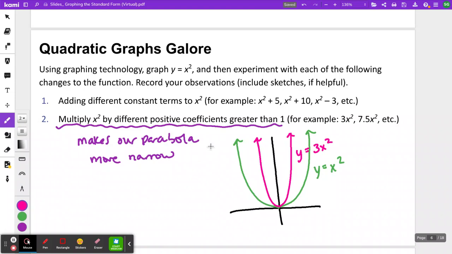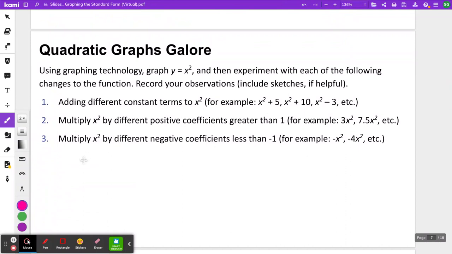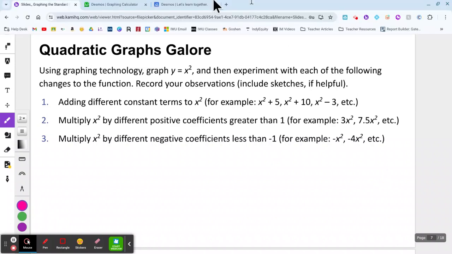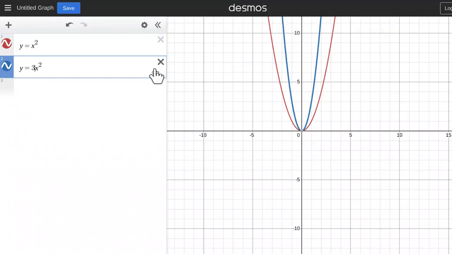We've done 2 observations. We've got 2 more to go. The next one is what happens if we multiply it by negative numbers less than -1. So when we say less than -1, it's numbers that are bigger than 1, like 2, 3, 4, 5, 6, it's just negative. So -4, -3, -10, -100. We're going to make that same observation. This is similar to what we did earlier. I'm just looking at what happens if those numbers are negative.